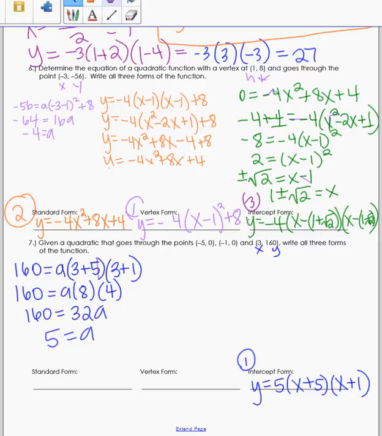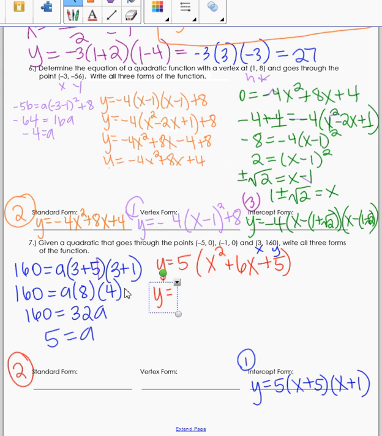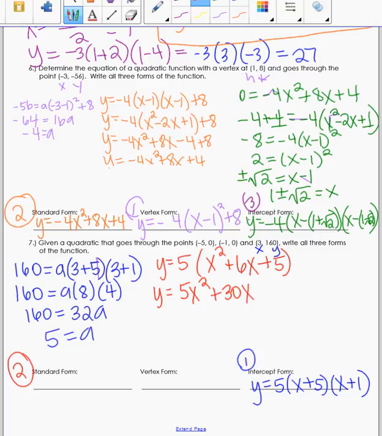Moving on, if I have intercept form, I'm going to go to standard form next and do that. So I can just multiply out, so y equals 5. If I multiply out my parentheses from down there, x times x is x squared. 1 plus 5 gets me 6x, and then 5 times 1 is a positive 5. So distribute your 5 and you get 5x squared plus 30x plus 25. So that's your standard form.